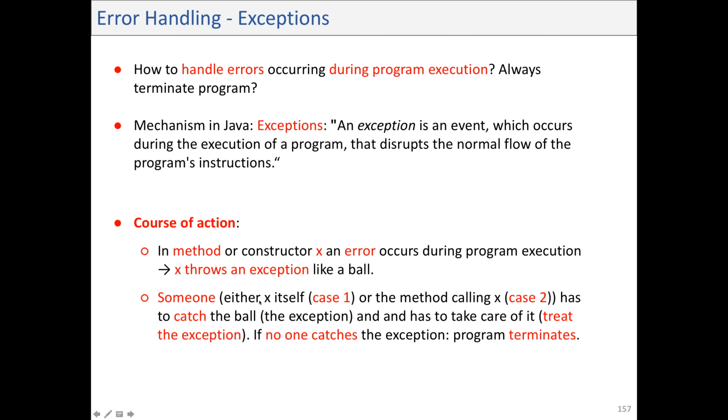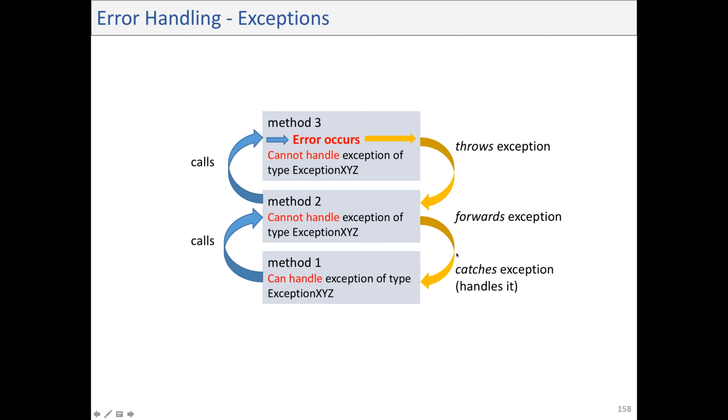So someone, either X itself or the method calling X, has to catch this ball, the exception, and has to take care of it. The second case is the most typical one, actually. Taking care of means to treat the exception. If no one catches an exception, depending on the type of the exception, which we will talk about later, the program will terminate. So someone must take care if something goes wrong. And what we get is a whole cascade of such throwing events.